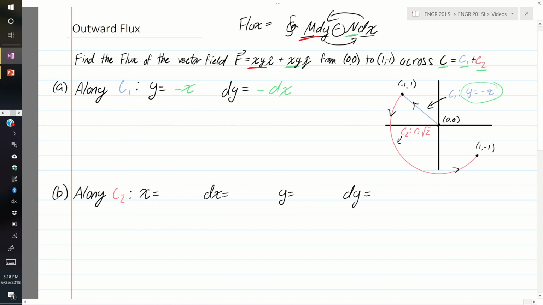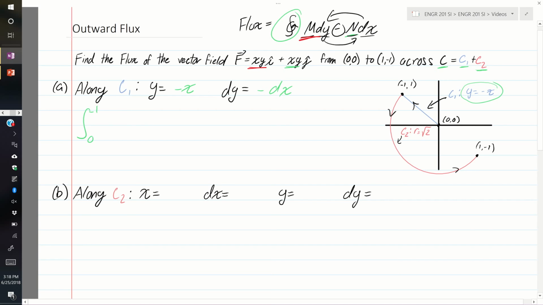So then you plug all of these into the flux equation. Even though our flux equation has the circle on there, since we're only doing it for one part of the pathway, we just leave it as an integral. So it's going to be the integral, and our points are in terms of x. So we go from 0 to -1. Then we plug in for M dy minus N dx.